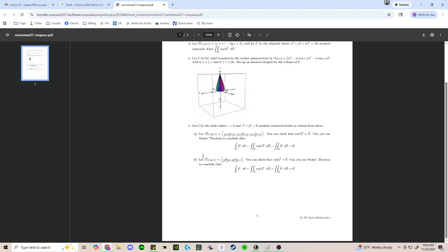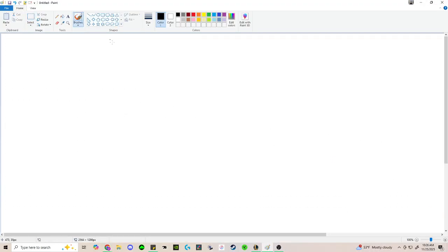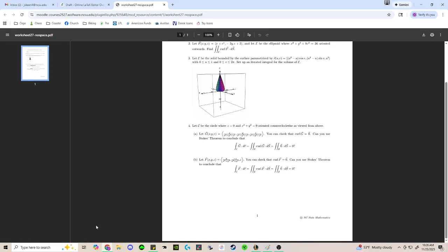So C is going to be the circle where z is 0 and x squared plus y squared is 9. So maybe we can draw a little bit. We're down here on z equals 0. So we got this circle here of radius 3. And now we're saying, can we use Stokes' theorem to conclude this? Because the integral of G dr will be the double integral of the curl using Stokes' theorem. And this will just be 0 because we know that curl is 0 here. So you say, okay, the integral's 0. Are we happy with this? And the answer should be no.